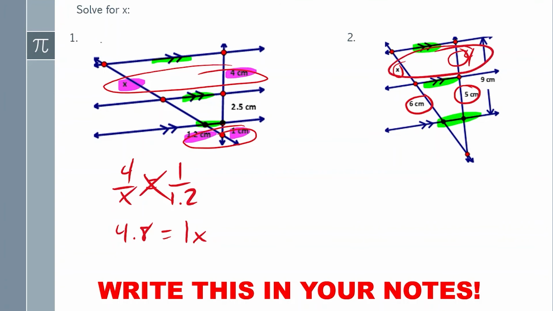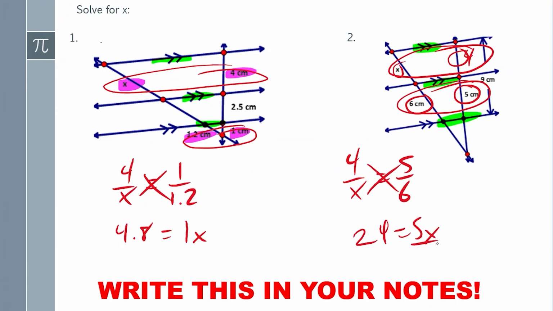Now we can compare. 4 is to x as 5 is to 6. And we get 24 is equal to 5x, or 24/5 is x. Now this can't be reduced. You don't need to convert it to a decimal or anything else. On Delta Math, it'll accept it just like that.